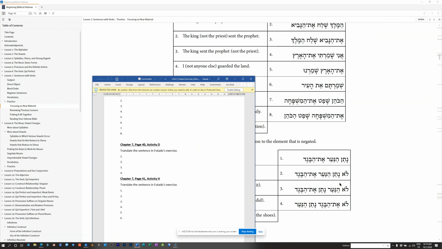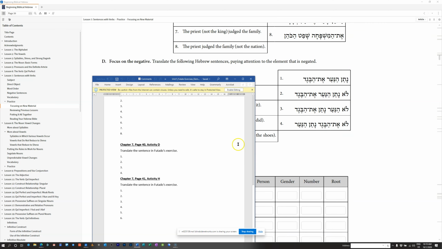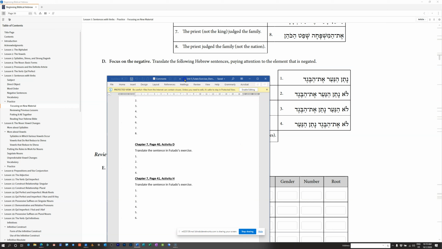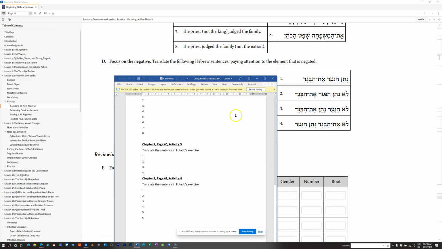We'll go down to D now, focusing on the negative. All right, now I don't want you guys to get confused with the way he translates these. He's only providing the parenthetical information in these translations as an example of how the emphasis is working. So you have to remember that the emphasis falls on the word negated. So in this first one, we have no negative particle. Nothing is negated. This is simply Natan hana'ar et ha-beged.